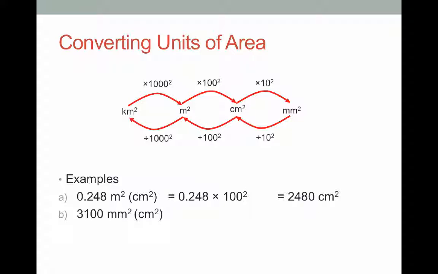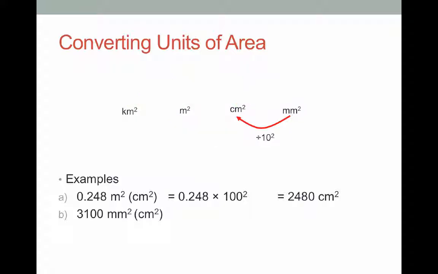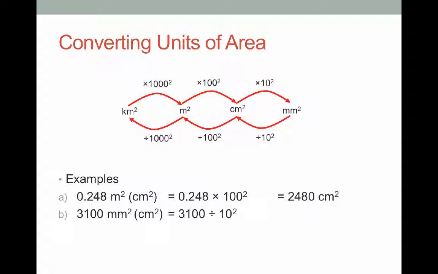Okay. Hopefully you tried this one for yourself. We're going to change 3,100 millimeter squares into centimeter squares. So I'm looking at this conversion, changing millimeter squares into centimeter squares. I'm going to divide by 10 squared. So I'm going to take this 3,100 and divide by 10 squared, or divide by 100. This gives me an answer of 31 centimeter squares. Very important that you put the units after your answer.